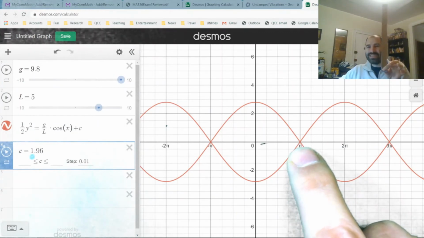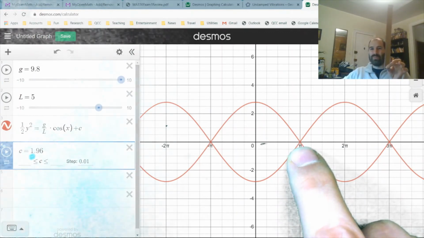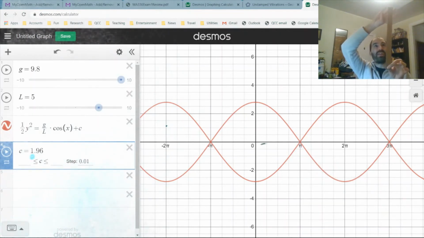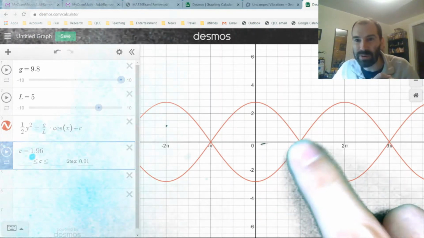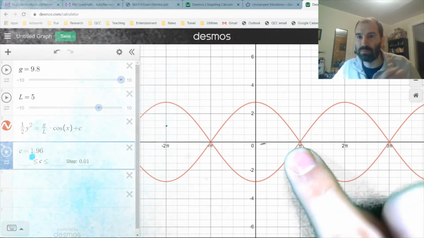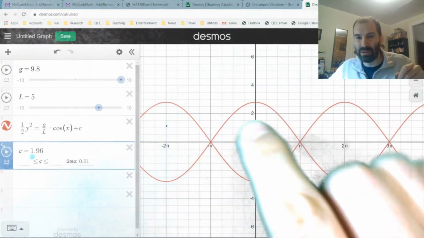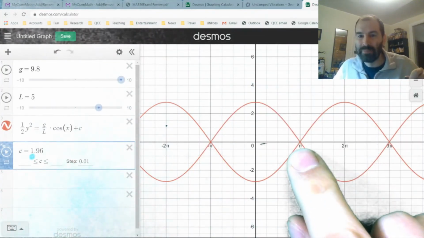But this is an unstable equilibrium, because unstable means if I give it even the slightest nudge, it's going to go. If I give it just the tiniest little boop, it falls. So these are unstable. You give them a slightest nudge and they go away.